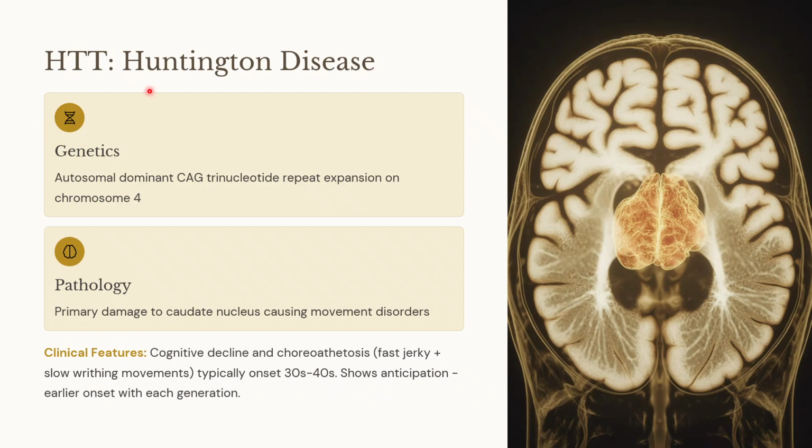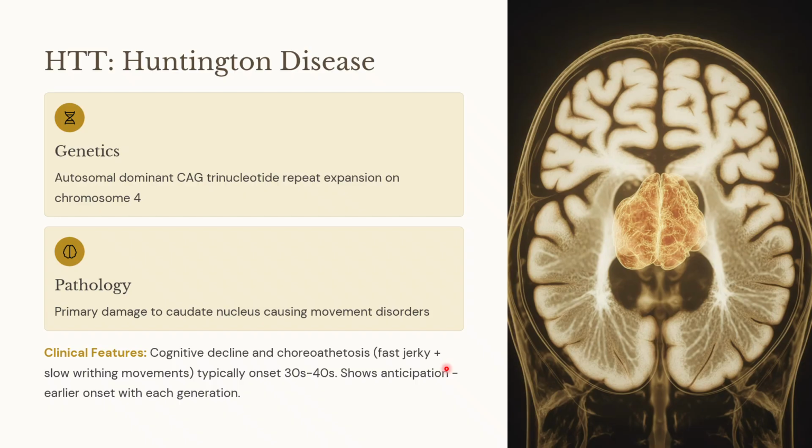What is Huntington's disease? The defective gene is HTT. This is an autosomal dominant disorder due to the CAG trinucleotide repeat expansion on chromosome number 4. The primary damage happens to the caudate nucleus. Thereby, in Huntington's disease, they will present with movement disorders. They will present with cognitive decline, and choreoathetosis will be the presentation.